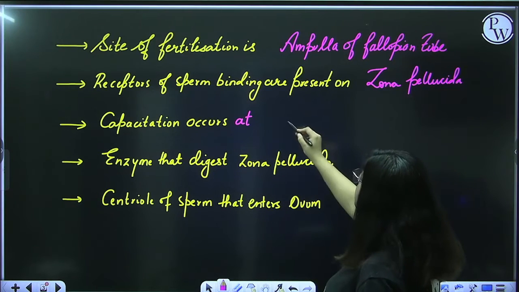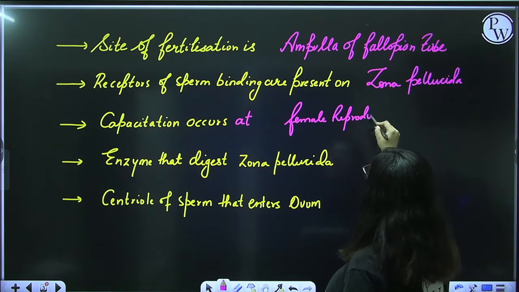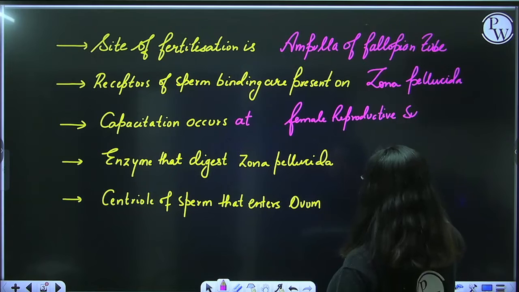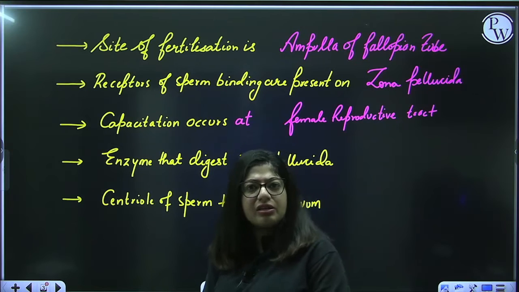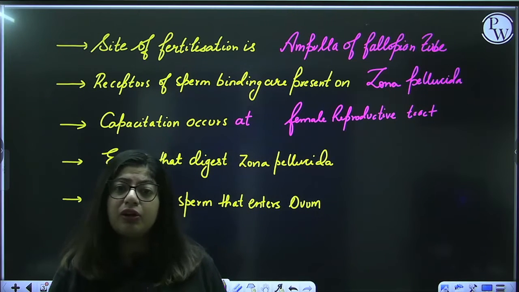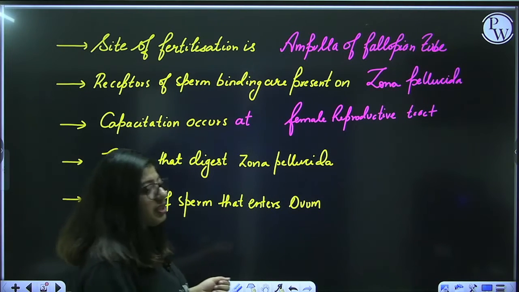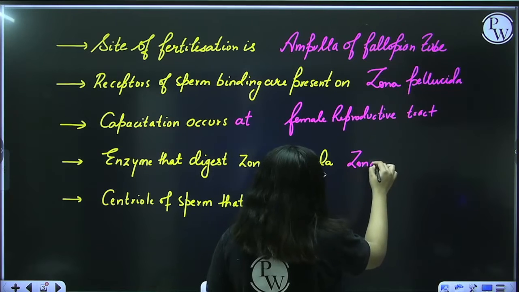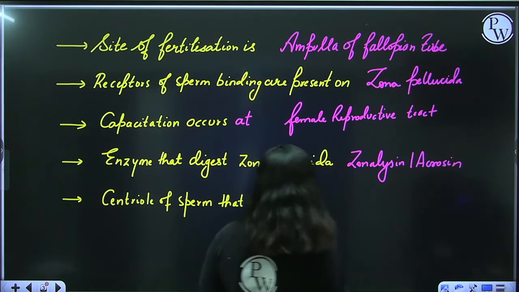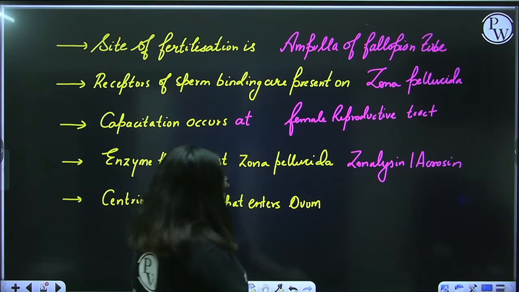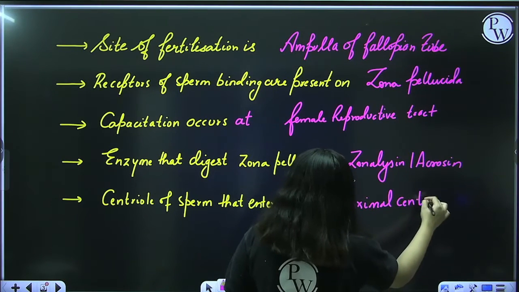Next, capacitation occurs at the female reproductive tract, not in the male. Why? If it occurs in the male, the sperm will not be viable enough, because after capacitation it has a life of around 48 hours, and the sperm will never survive after that. The enzyme that digests zona pellucida is zona lysin, also known as acrosin. And the last, the centriole of sperm that enters the ovum is always the proximal centriole.